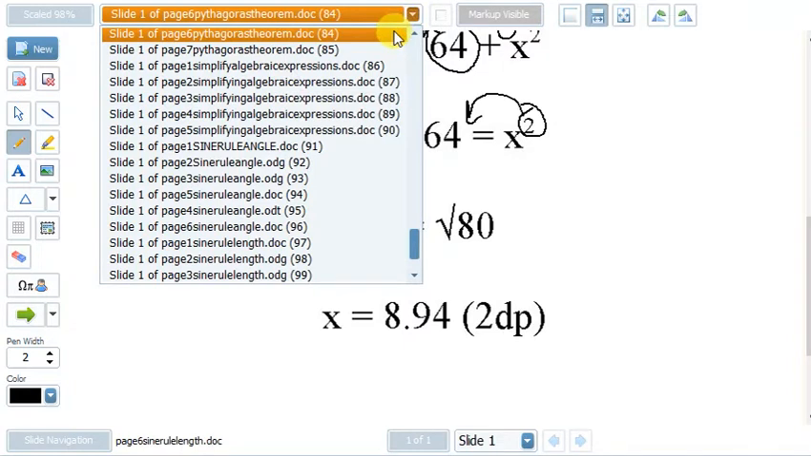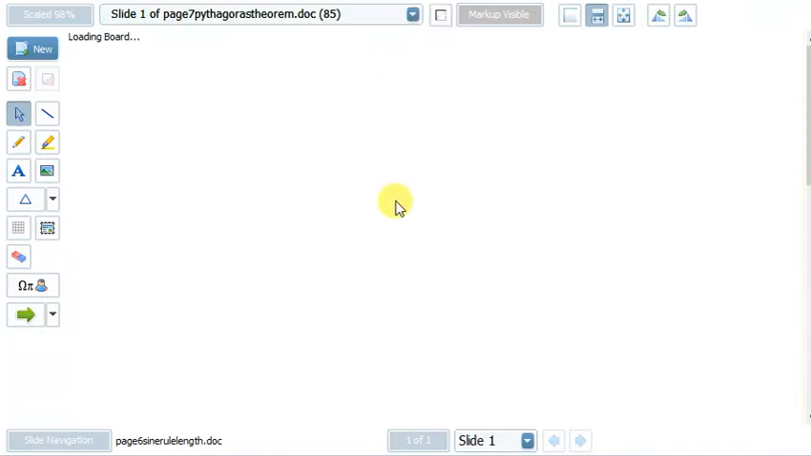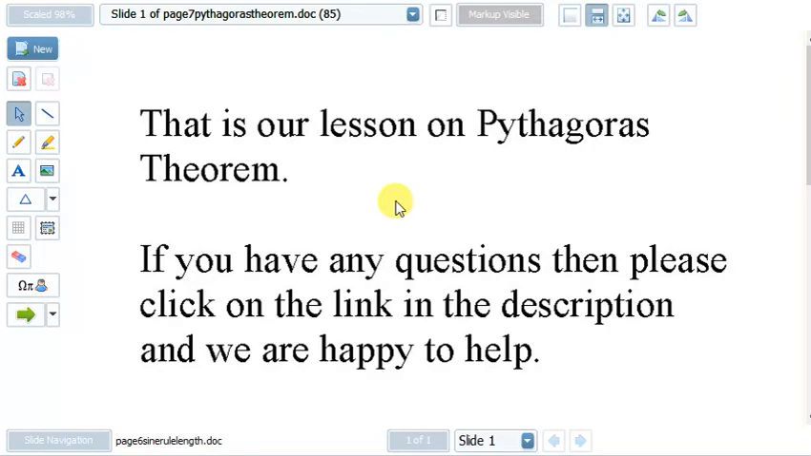So really well done if you managed to get all 3 of those correct. And this is our lesson on Pythagoras' theorem.